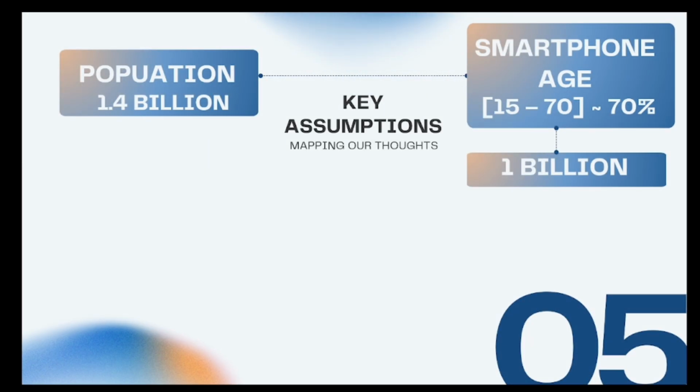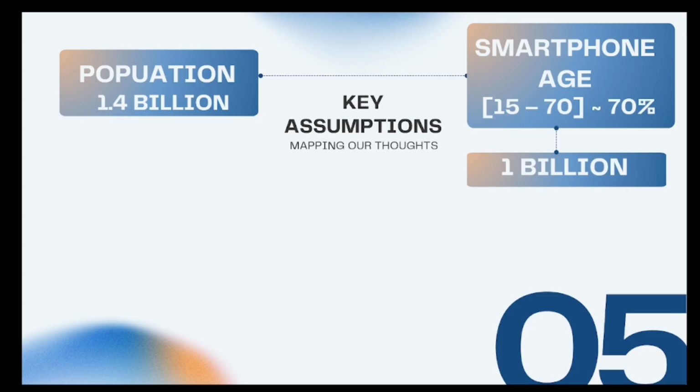Now, let me lay out my demographic assumptions. Starting with the 1.4 billion people in India, the smartphone relevant age group is around 15 to 70 years, which represent about 70% of the population, giving us 1 billion people. Now, it is important I should tell you that I am rounding off the numbers to the closest tens place to make our calculations easier.